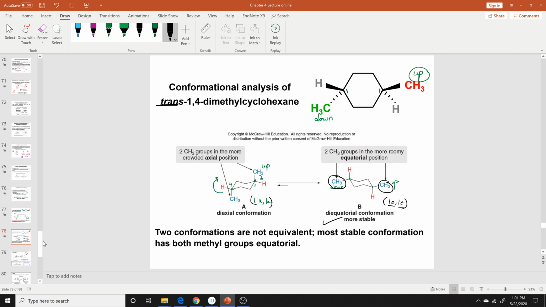And in most of the cases, the trans is always more stable than the cis because the groups are the farthest away from each other. Now, let's go ahead and take a look.